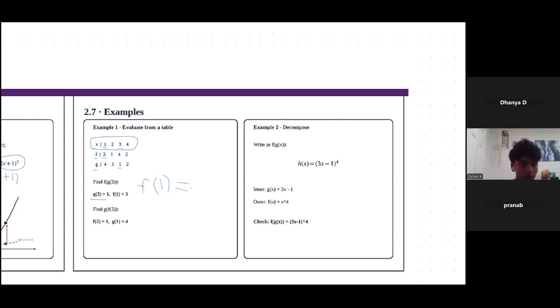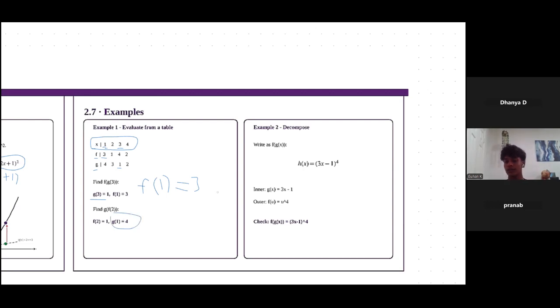And for g of f of 2, it follows a similar process. F of 2, when x equals 2, f equals 1. And then it goes g of 1. And then when x equals 1, g equals 4. So this equals 4. Now let's decompose this function.